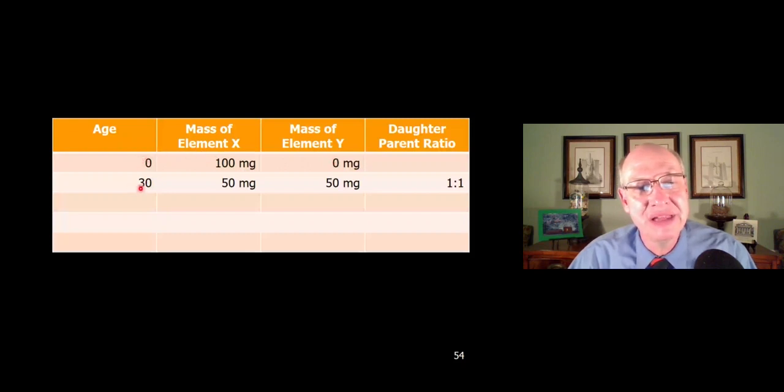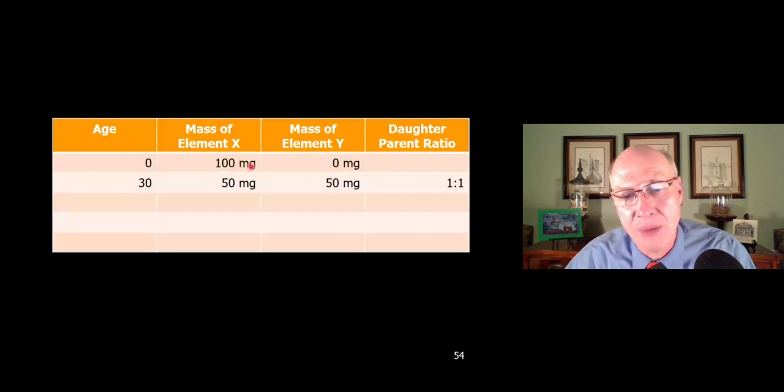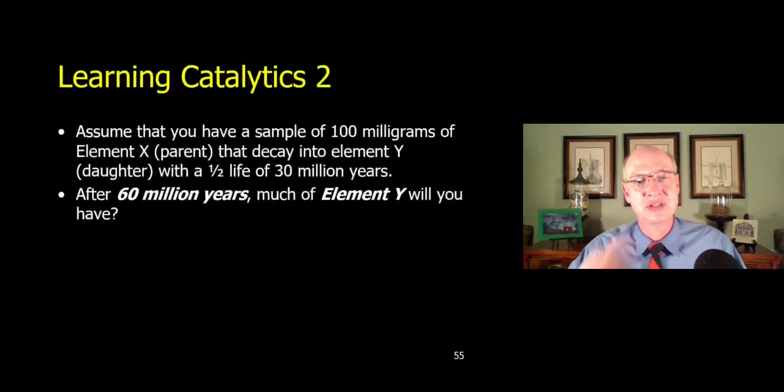After 30 million years, which is 1 half-life, half of X has decayed. And so X has gone from 100 milligrams to 50 milligrams, and Y has gone from 0 milligrams to 50 milligrams. This 50 milligrams all came from this. That was the 50 milligrams that disappeared right there. And the ratio of daughter to parent is 1:1. All right, so now I want you to answer this question.